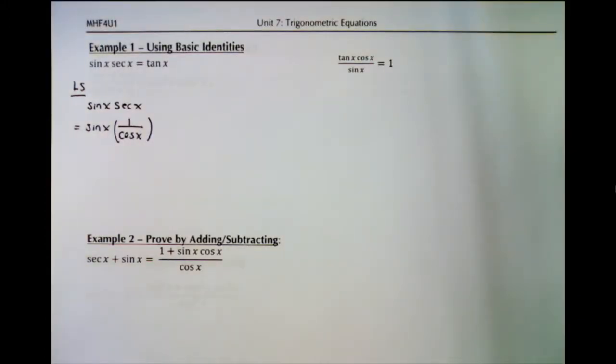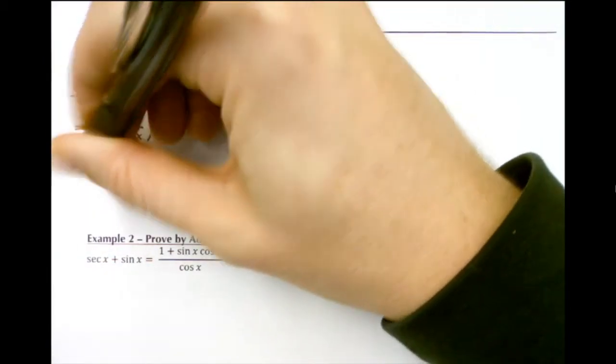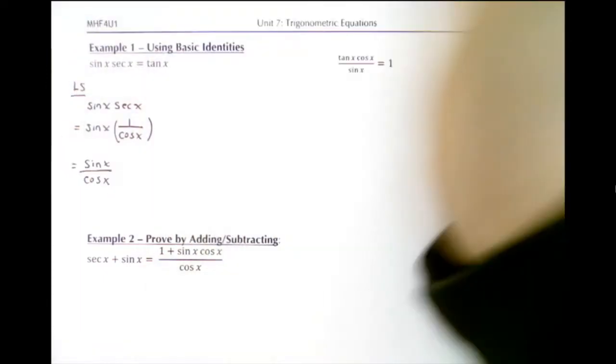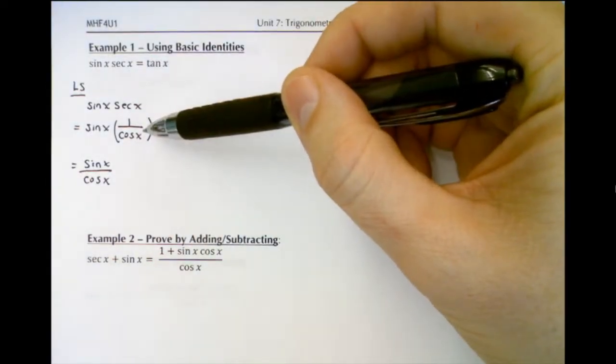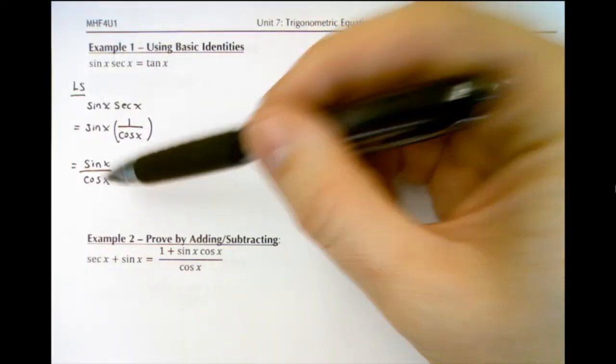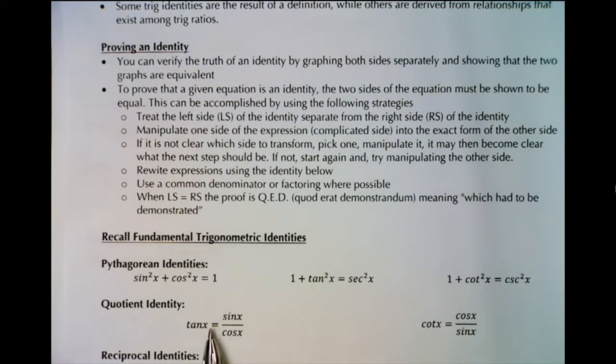And now we have sine x times 1 over cos x. If we multiply those two terms together, we end up with just sine x over cos x. Okay, so we used the reciprocal identity on secant to write it in terms of cos. And now we have sine x over cos x, which, by one of our identities on the first page, the quotient identity, is just tan x.